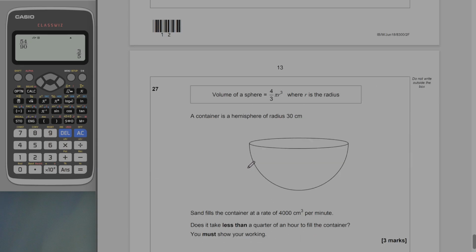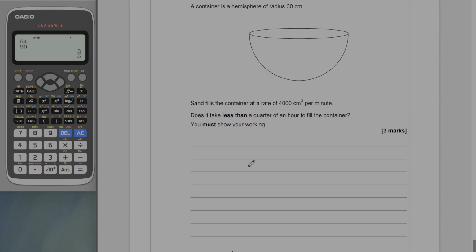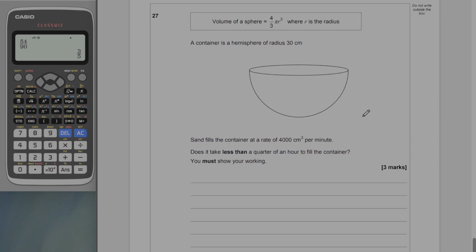Okay, question 27. Right, this is actually a crossover on the higher tier. Volume of a sphere is 4/3 pi r cubed, where r is the radius. A container is a hemisphere of radius 30 centimeters. Sand fills the container at a rate of 4,000 centimeters cubed per minute. Does it take less than a quarter of an hour to fill the container? You must show your working.